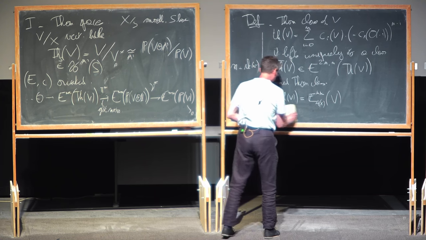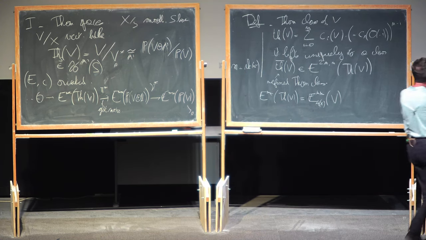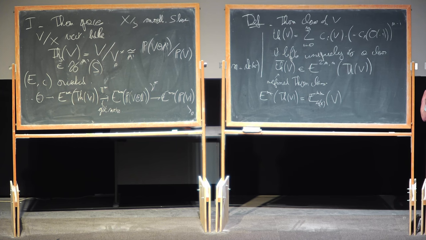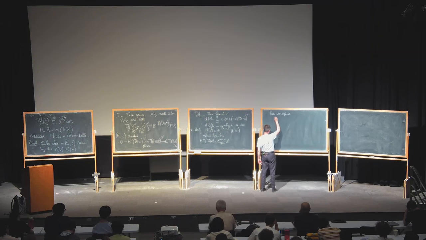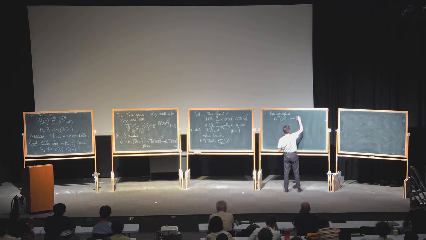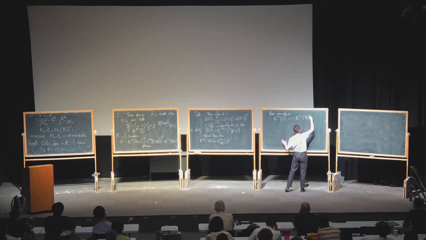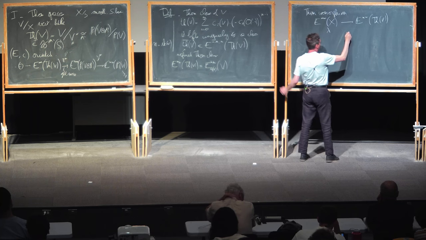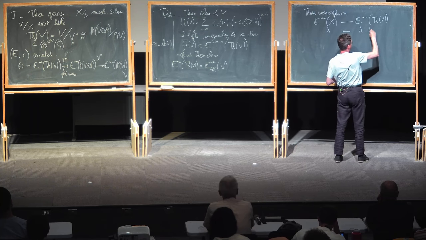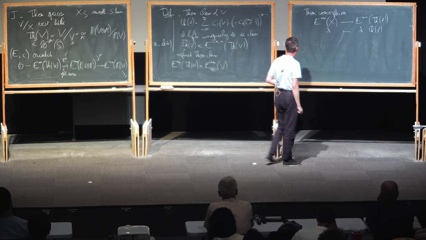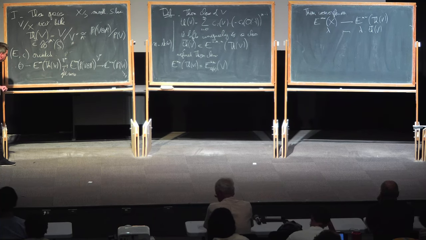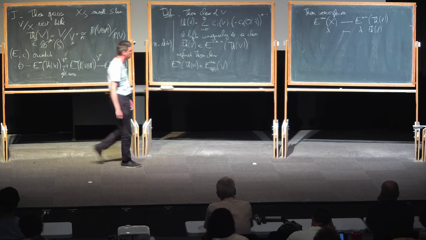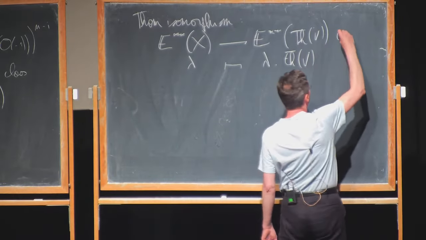And according to this definition, what you get is the following: you get the Tom isomorphism. So you have a map from E star star of X going to E star star of the Tom space of V, which sends lambda to lambda times the refined Tom class of V. So you can see that this space has really an action of the cohomology of X. It acts as a ring of coefficients. And this is an isomorphism by definition.